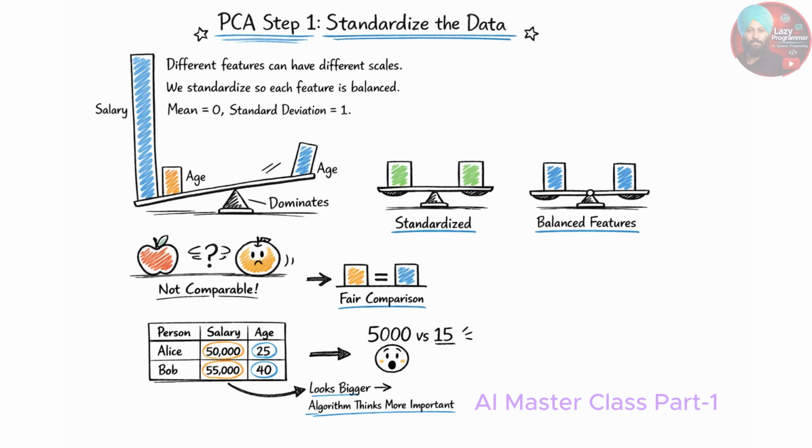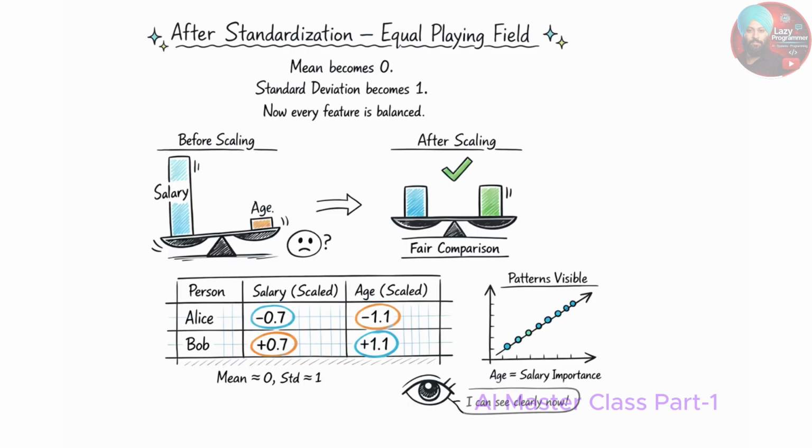Now to fix this, PCA scales the data so that they are on the same playing field. It transforms the numbers so that the mean of every category becomes 0 and the standard deviation becomes 1. After scaling, our data may look like this. Now a change in age is just as visible to the algorithm as a change in salary. PCA can now accurately find the patterns across both variables without being blinded by the big numbers.